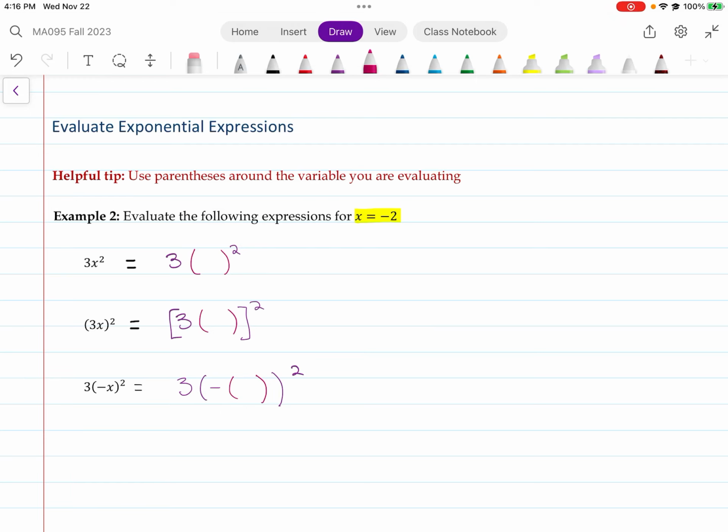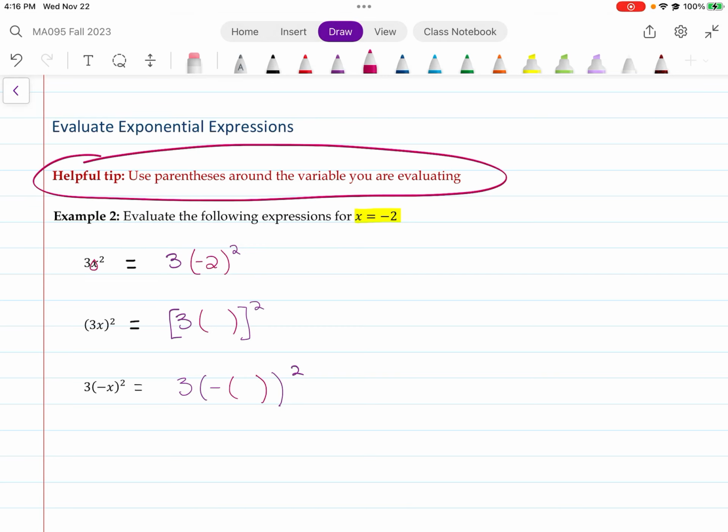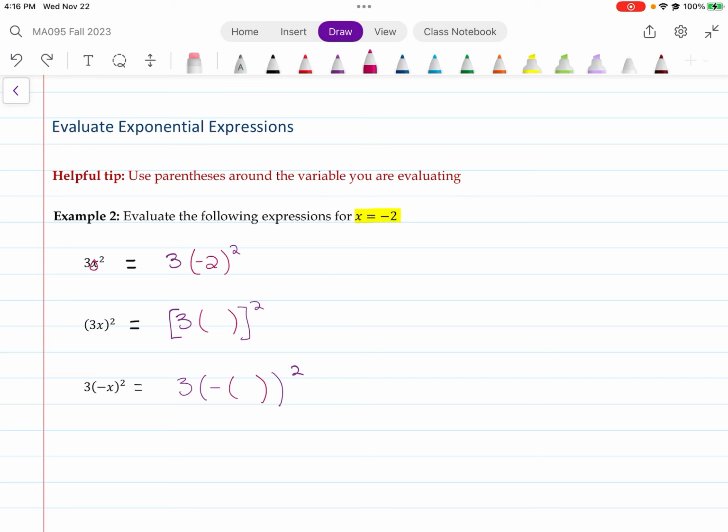Okay, so we're evaluating the following expressions for x equals -2. That means every time I see an x, I need to put a -2 in where it goes. So use parentheses around the variable you are evaluating. It will save you a lot of trouble with negatives. All right, this next one is 3 times -2, the whole thing squared, because this time the squared is on the outside of the whole thing, 3x. The next one, 3 times -x squared, means I'm only squaring the -x.